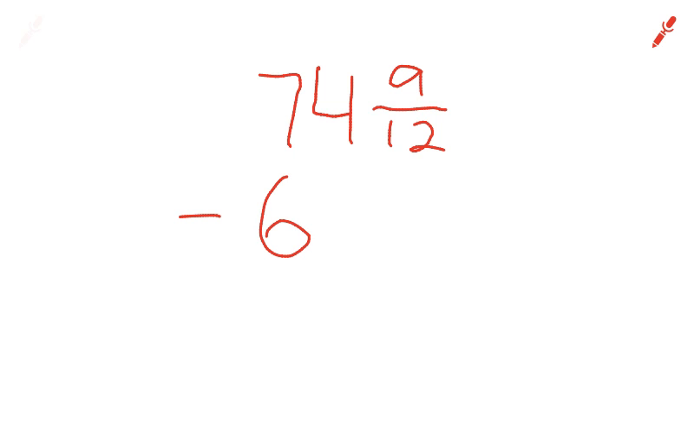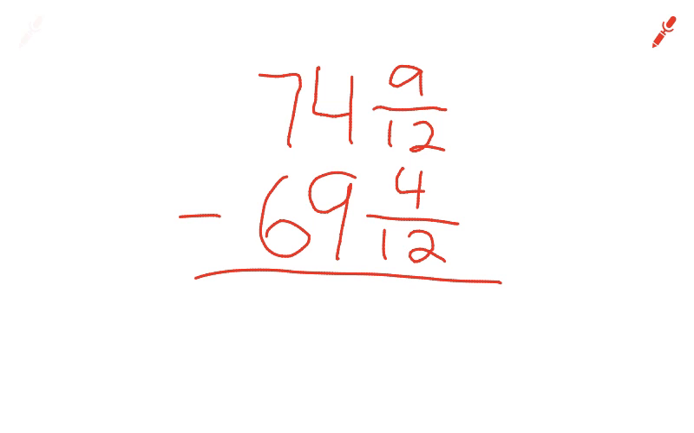Just testing you. 2b, we get 7 and 9/12 minus 6 and 4/12. Our denominator will stay the same as 12.